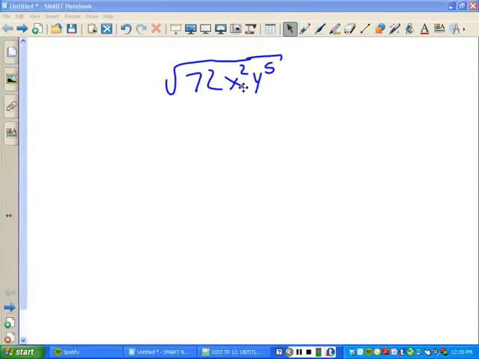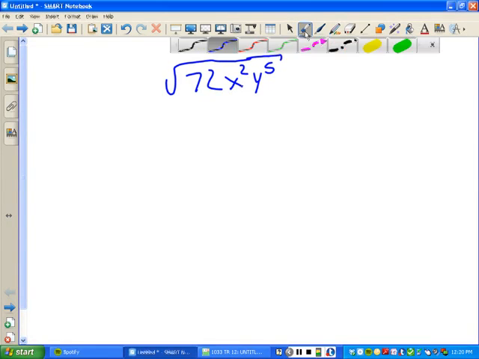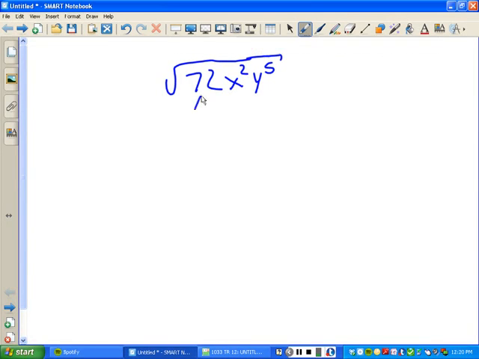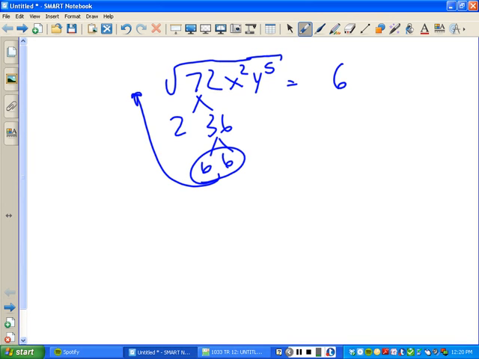The first problem starts off with you got to be able to break down 72. Ideally, you would recognize that 72 is 2 times 36, and that 36 is 6 times 6, and those would come out. And so you would get 6, and then you'd have the 2 left over in the square root. Okay? Now, some people will break down 72 different ways.